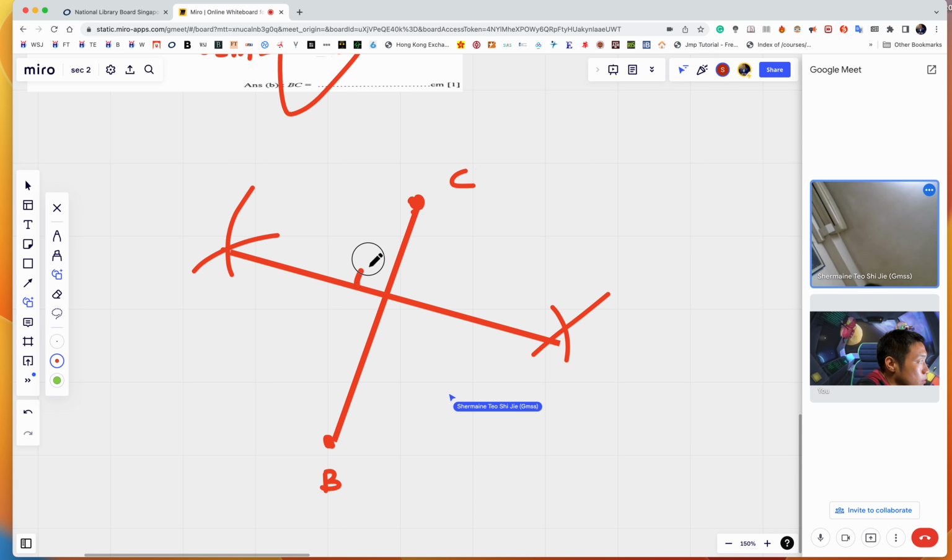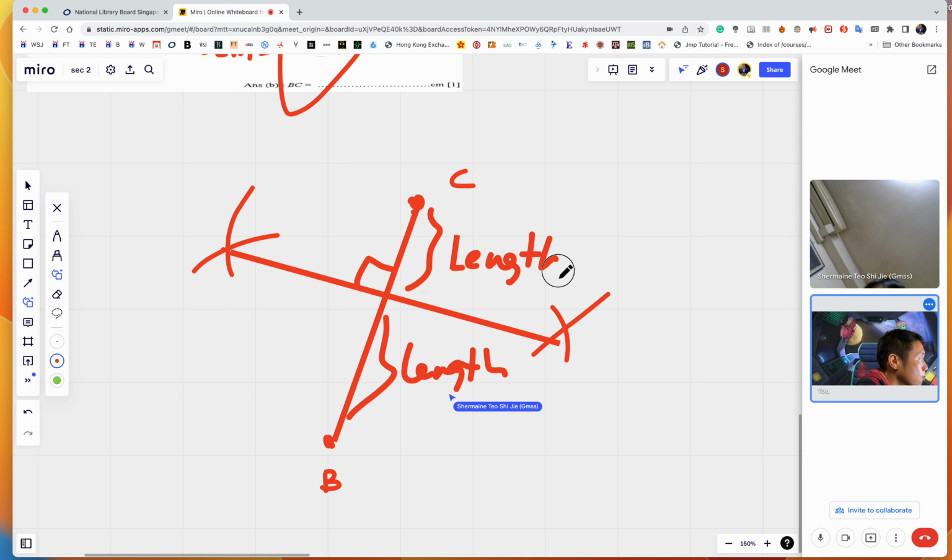Yeah. So perpendicular bisector means this 90 degree, and then this one and this one is the same. Okay, the length is the same. Clear or not? Yeah. Okay, so that's perpendicular bisector.